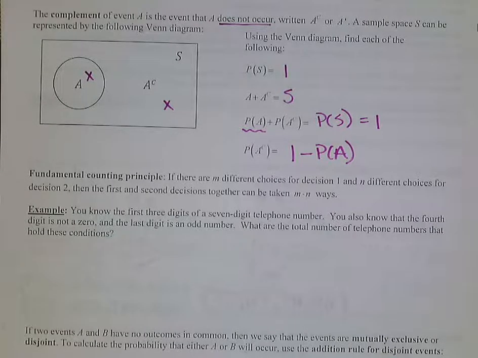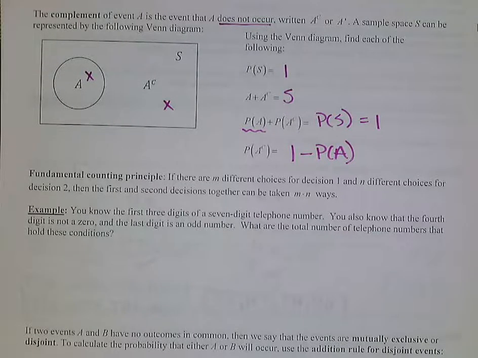So for example, let's say you know the first 3 digits of a 7-digit phone number. You know that the 4th digit is not 0, and you know that the last digit is an odd number. What are the total number of telephone numbers that hold these conditions? So we know the first 3 digits, but we're not sure what the last 4 digits are.